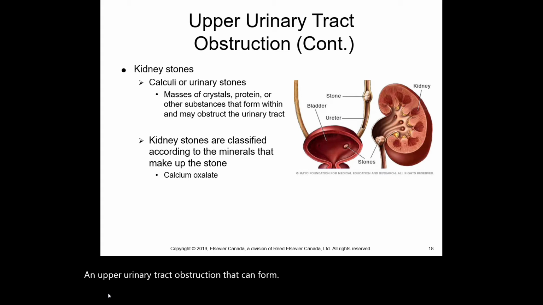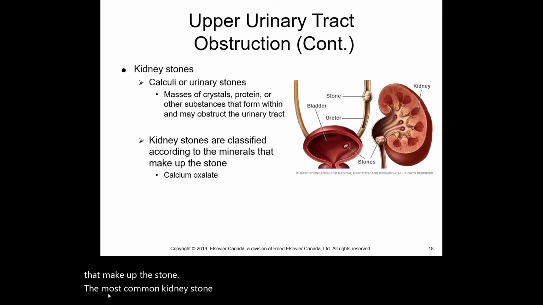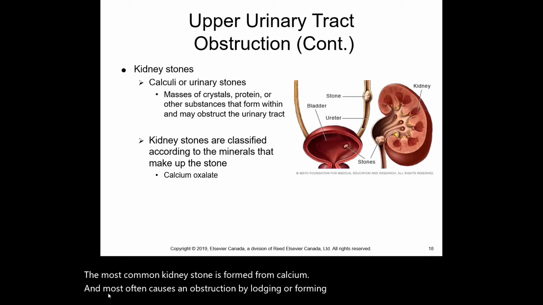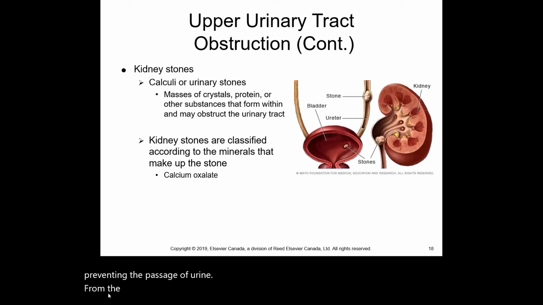Specifically, kidney stones are masses of crystals, protein, or other substances that can form within and obstruct the urinary tract. Kidney stones are classified according to the minerals that make up the stone. The most common kidney stone is formed from calcium oxalate and most often causes an obstruction by lodging or forming within the ureters, thereby preventing the passage of urine from the kidney to the urinary bladder.